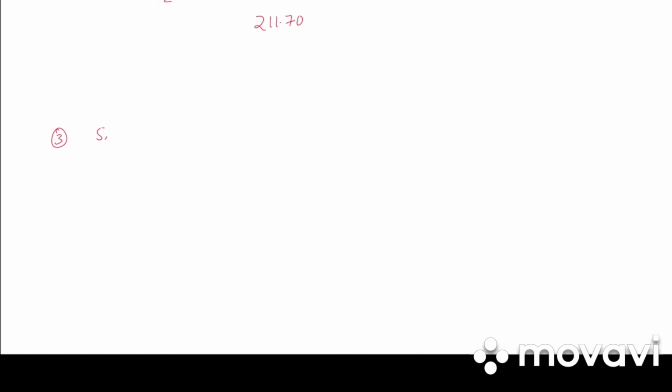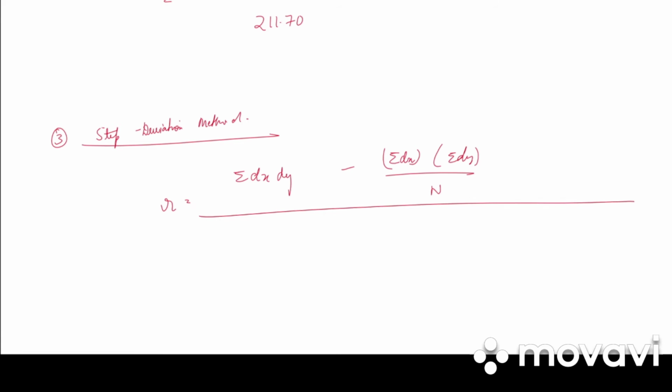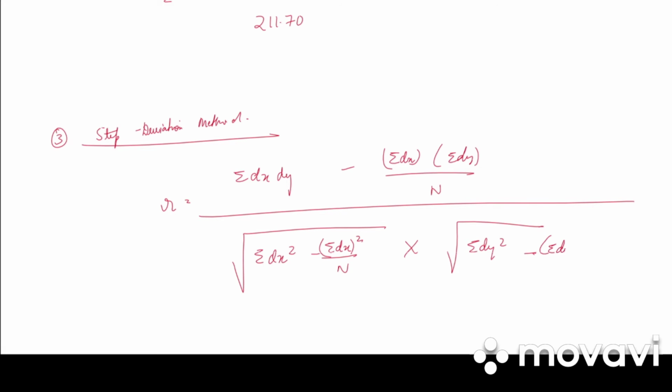Next, write down the third method, step deviation method. Write the formula. R is equal to summation dx dy minus summation dx into summation dy divided by n, whole divided by square root of summation dx square minus summation dx whole square divided by n into summation dy square minus summation dy whole square divided by n.